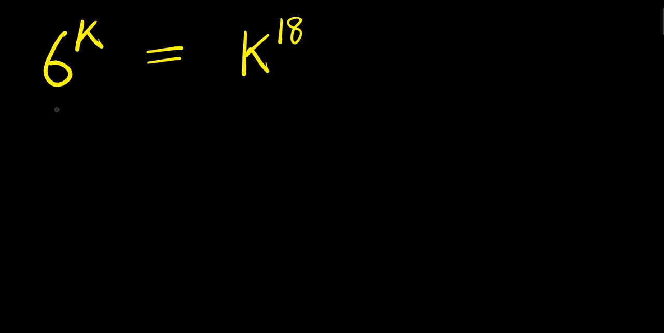Hello, how to solve this: 6 power k equals k power 18. We solve for the value of k that satisfies this equation. Now, let's eliminate this exponent here. To eliminate this k, I need to multiply the exponent by 1 over k.